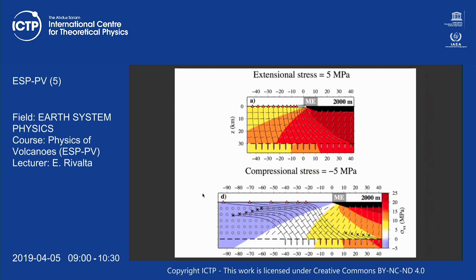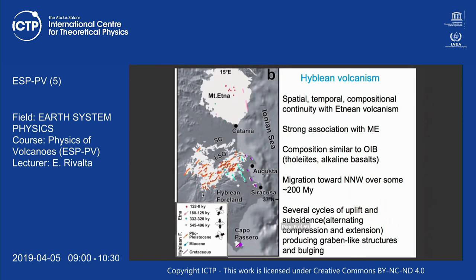But the most curious thing is this one. Actually, you cannot explain. Now the stress is extensional in this area. Let's have a look here, because I didn't pay enough attention to this area. Here you see that some of the fissures are aligned in this way, and some of them are actually aligned this other way. This means that the stress has flipped over time, because otherwise the dike would be aligned in the same way all the time.